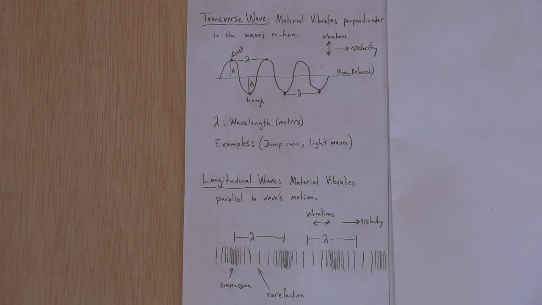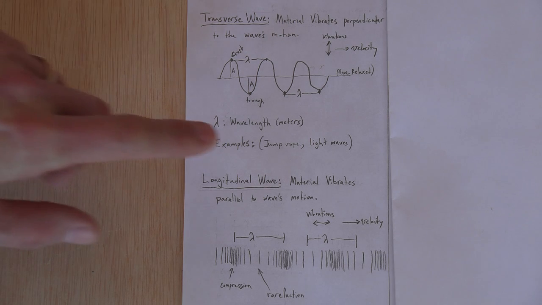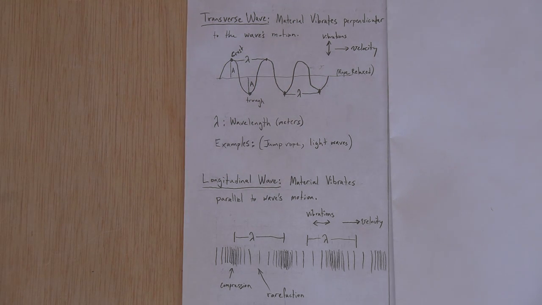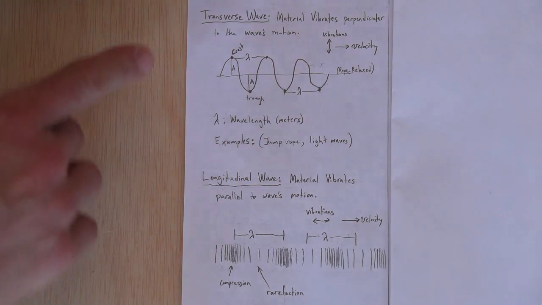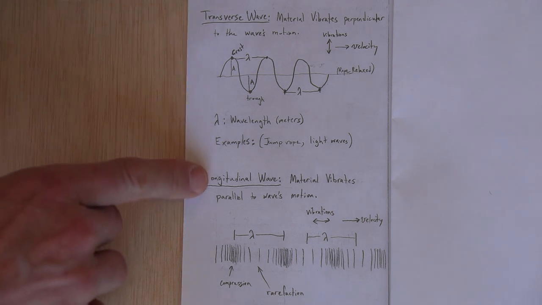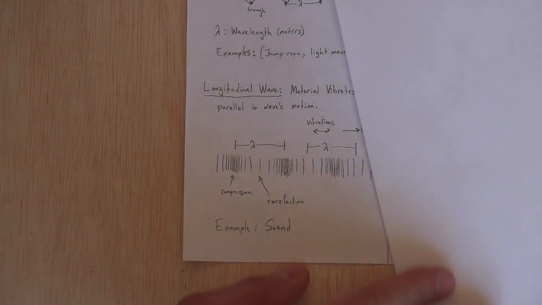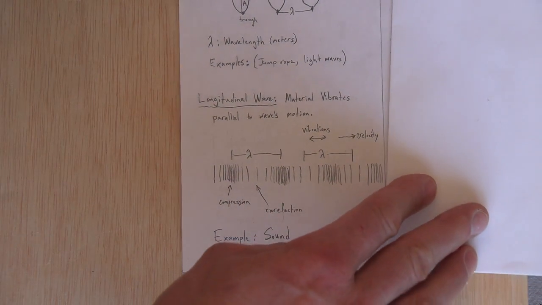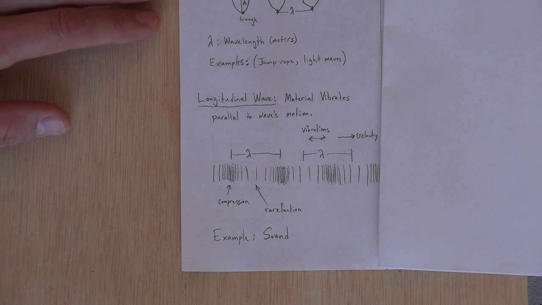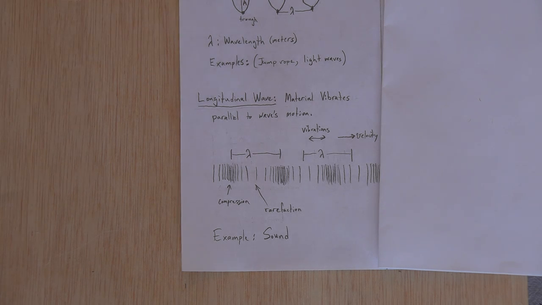And examples of transverse waves: when you're swinging a jump rope up and down, that's a transverse wave. And then light waves, which we'll talk about in a couple lessons, are also transverse waves. The other kind of wave is a longitudinal wave, which you saw in the video as well. In a longitudinal wave, the material vibrates parallel to the wave's motion.